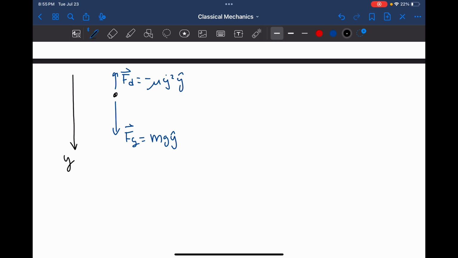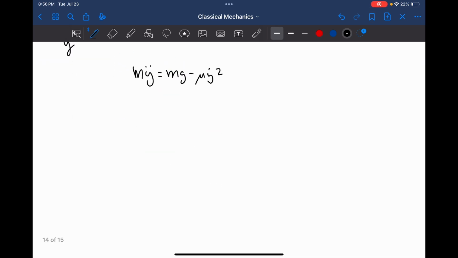All right, so because there's no motion along the x direction, we're just going to go ahead and write Newton's laws down for one axis. So m y double dot is going to be mg minus mu y dot squared. Dividing by m, we get y double dot is equal to g minus mu divided by m y dot squared. Here, mu divided by m does not have any units of time, so we're just not going to worry about renaming it. Now, of course, we can do what we did in the last problem and relabel this as v dot y is going to be equal to g minus mu over m vy squared.